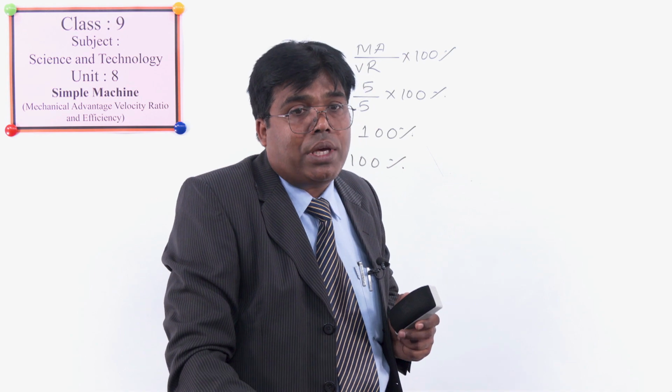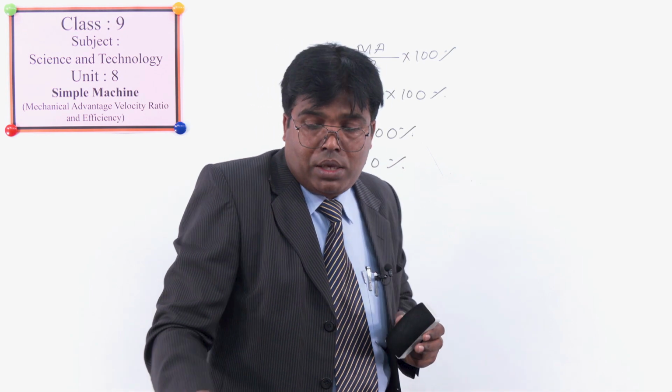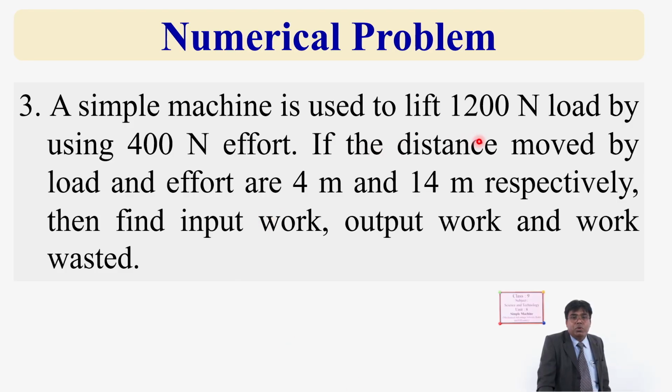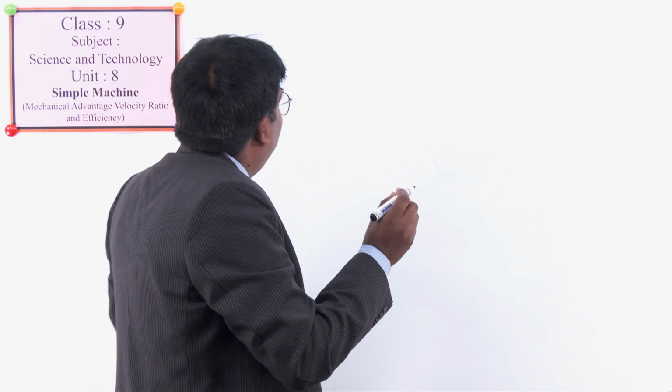Okay, next numerical. A simple machine is used to lift 1200 Newton load by using 400 Newton effort. If the distance moved by load and effort are 4 meter and 14 meter respectively, then find input work, output work and work wasted. Okay, so now let's do the solution of this numerical.